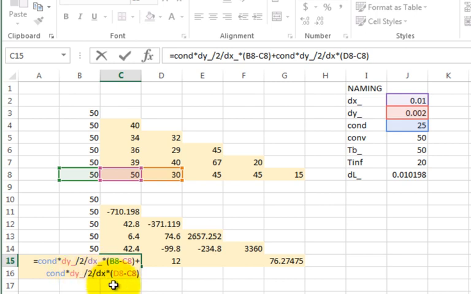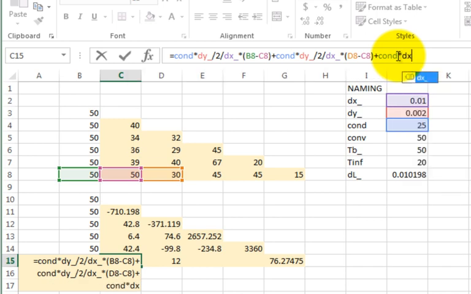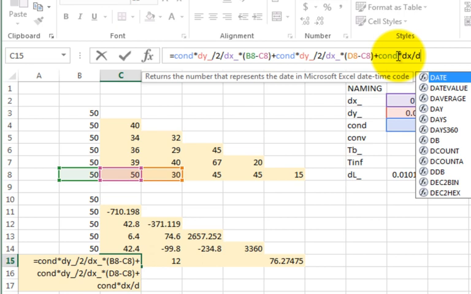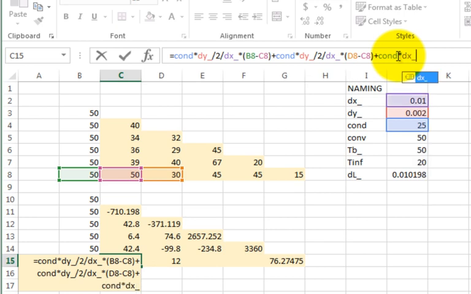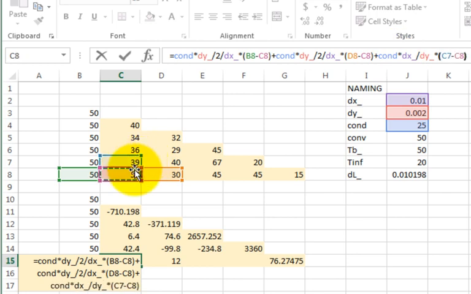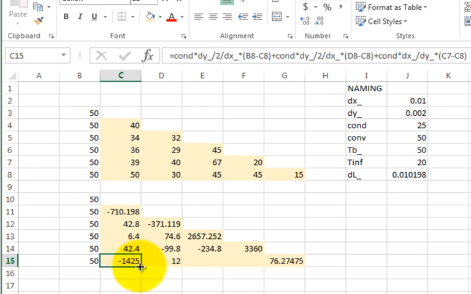Yeah, underscore. Thank you very much. And then I need the conduction from above, which is COND times dx divided by dx underscore divided by dy underscore times this one minus that one, close paren. All right, I may actually get far enough to show you something useful.